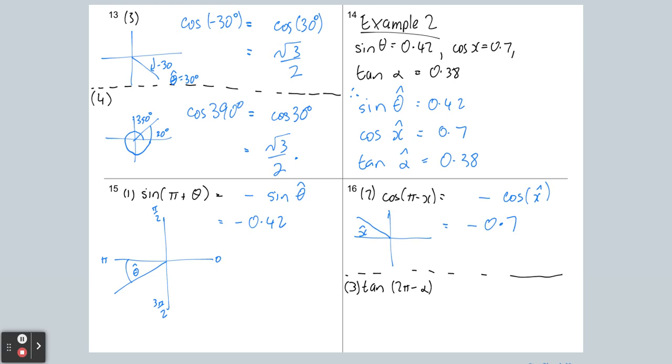Tan of 2 pi minus alpha. Well, again, cast diagram. 2 pi is all the way around back to here again. And so 2 pi minus alpha will go back into this quadrant with alpha hat being in that little spot there. So we can say that tan 2 pi minus alpha is the same as the tan of alpha hat. And the tan is negative in that fourth quadrant, so we can put a negative in front of it. And because tan of alpha is 0.38, then the tan of 2 pi minus alpha must therefore be negative 0.38.